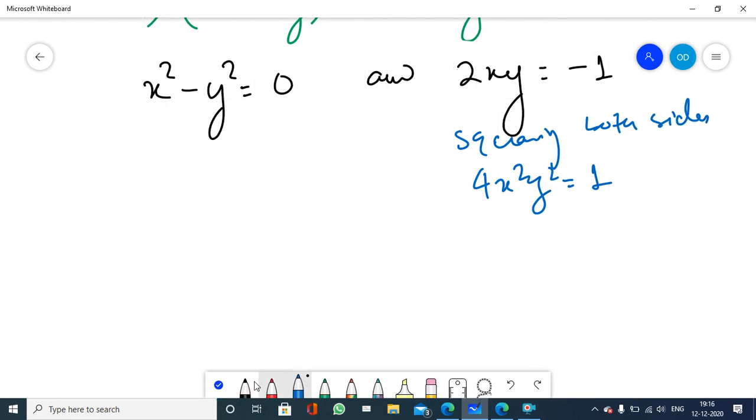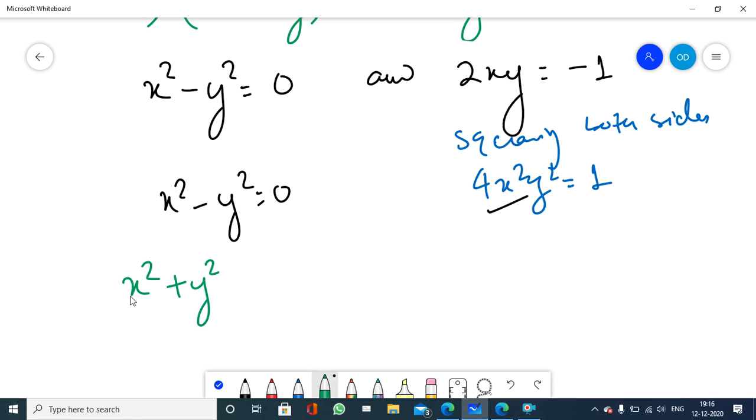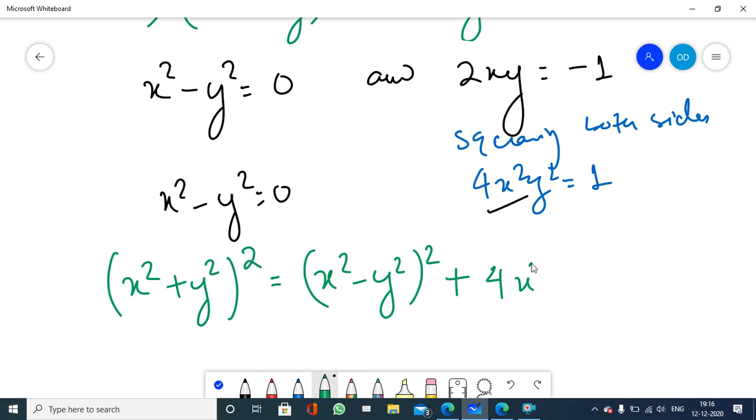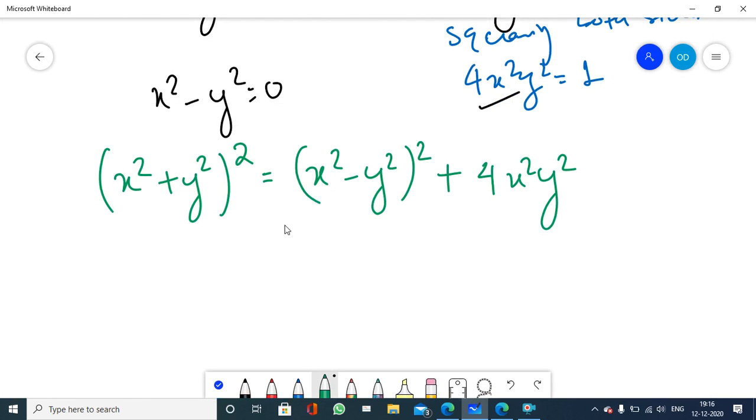So now we have the value of x square minus y square, which is equal to 0. We also have the value of 4x square y square, and we just derived this formula. You have to memorize this formula for the time being. x square plus y square whole square will be equal to what? x square minus y square whole square plus 4x square y square. We just derived the formula. Get my point so far? Clear?